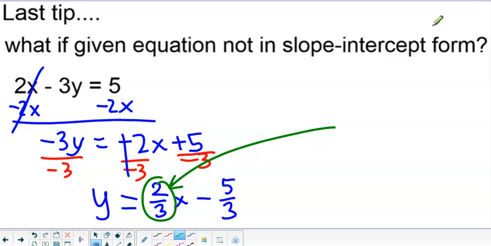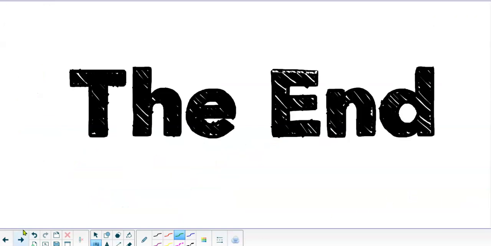That concludes our lesson on comparing rates of change.